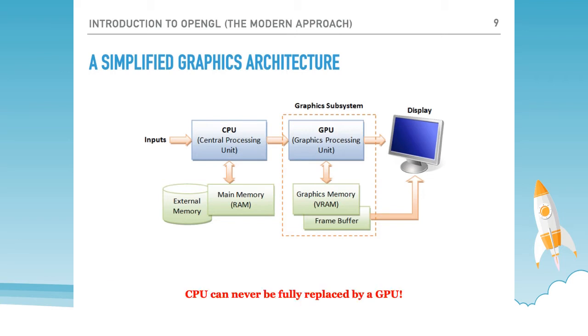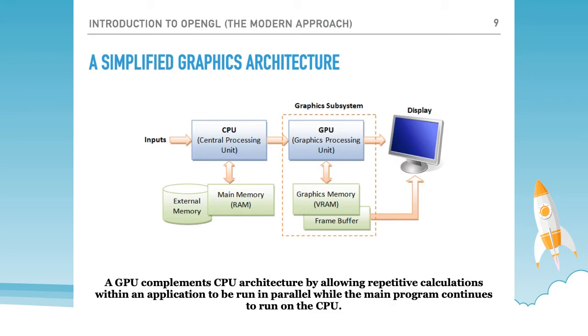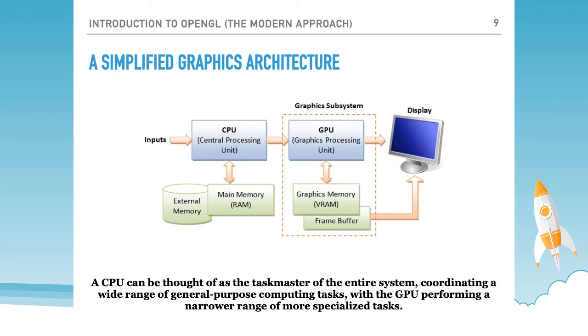Now, a CPU can never be fully replaced by a GPU. Now, why is that? A GPU complements CPU architecture by allowing repetitive calculations within an application to be run in parallel while the main program continues to run on the CPU. The CPU can be thought of as the taskmaster of the entire system, coordinating a wide range of general-purpose computing tasks, with the GPU performing a narrower range of more specialized tasks, usually mathematical.